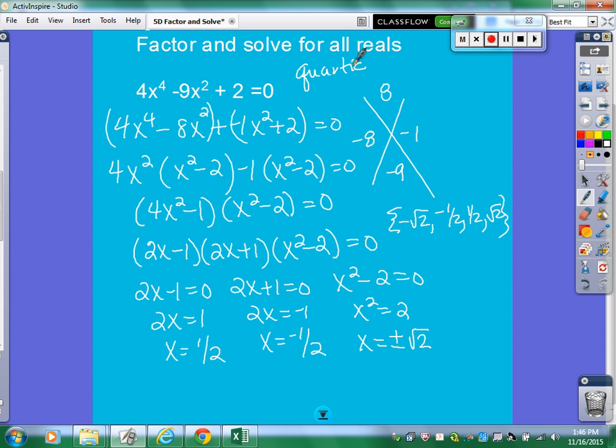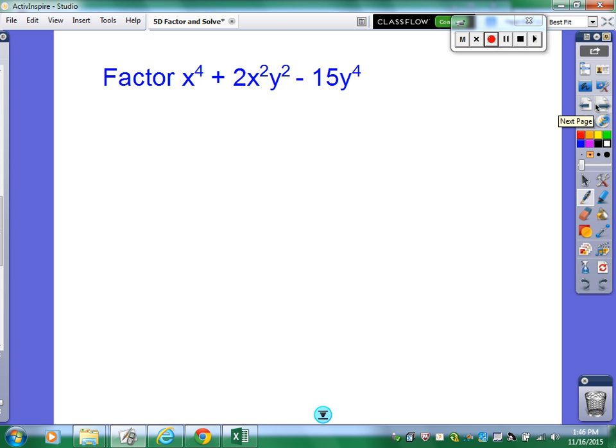Alright, write down the following question: x to the fourth plus 2x squared y squared minus 15y to the fourth. Here again, something like this, I can only factor it. I can't solve it because we have 2 variables. Alright, what method? There's 3 terms, so I'm going to try the A times C method. Let's see that.